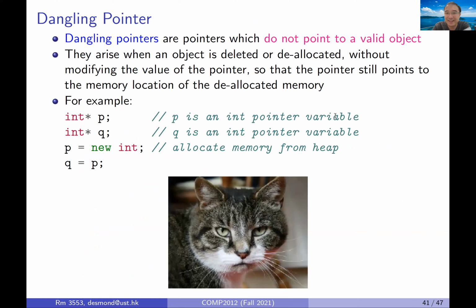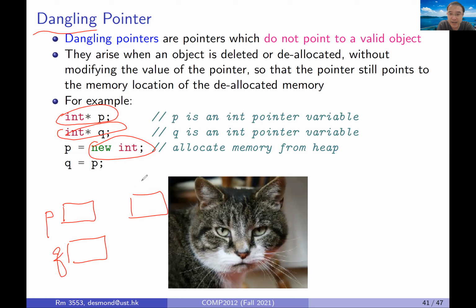Okay. This one. Dangling pointer. What is a dangling pointer, everyone? Take a look at the picture. Int star p. I have a pointer variable p. Int star q. I have a pointer variable q. New int, I create a box. Poor guy, no name. But the address of this guy is returned, and I keep it in p. I know your address.